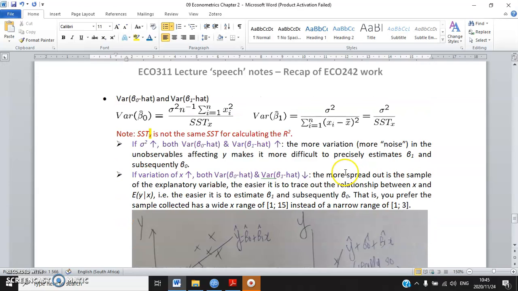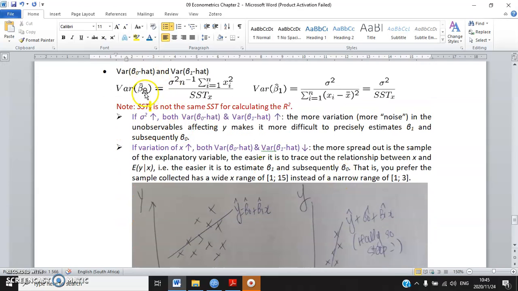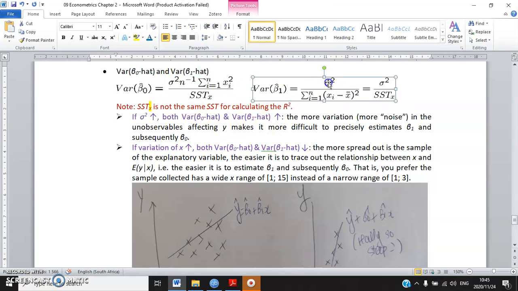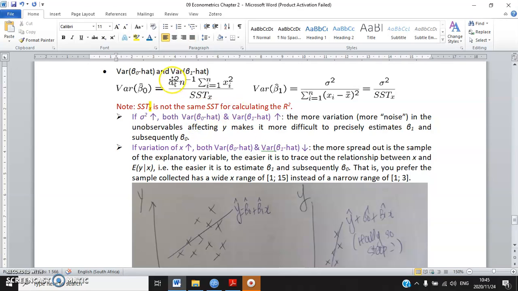And then the last part, the variance of the constant parameter and the variance of the slope parameter. The equations, you don't need to memorize the equations. Okay, they will be given in the formula sheet. So the numerator is the variance of the error terms, and then this is n to the power of minus 1. In other words, you actually can put the n here in the denominator, and this is the total sum of squares of x's.